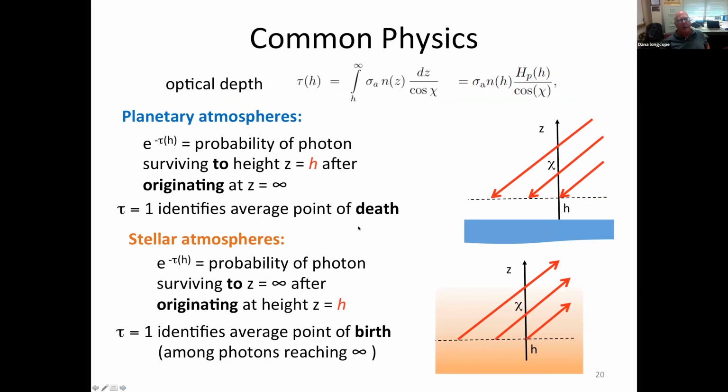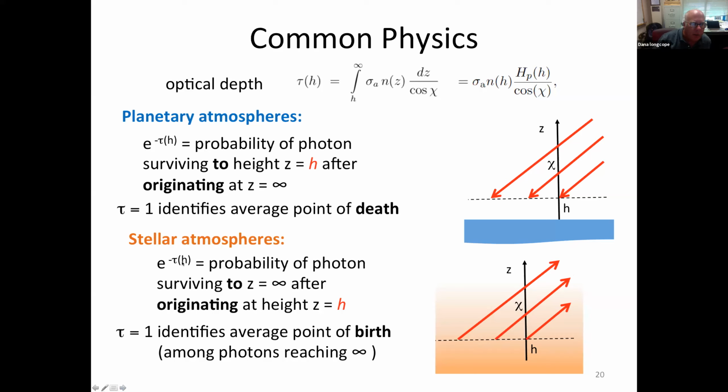Yeah, this is the activity. And this is just to show you this idea of optical depth is pervasive in heliophysics and actually in astrophysics as well. For the planetary atmospheres we've been talking about, it's the probability of surviving to a height h if you start at infinity. If you're doing stellar atmospheres, the photons come from inside the star and go out to infinity. They're only observed because you are in infinity.